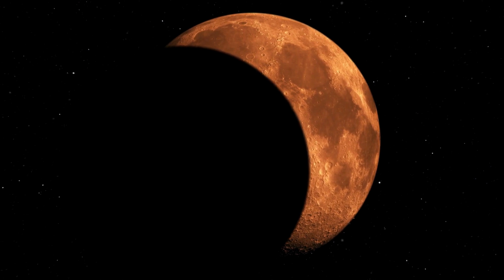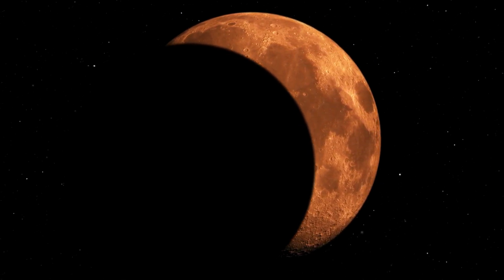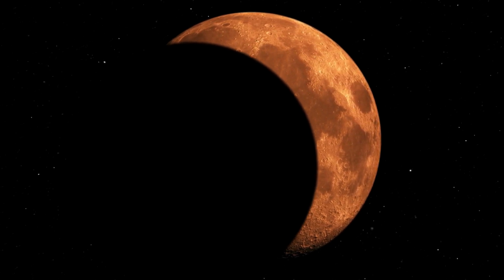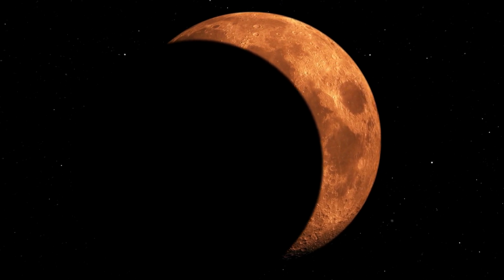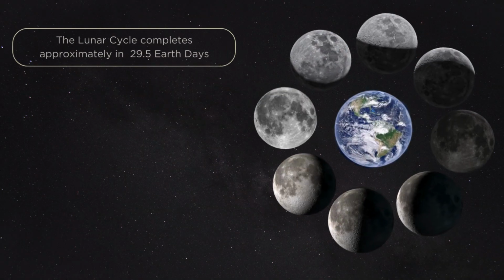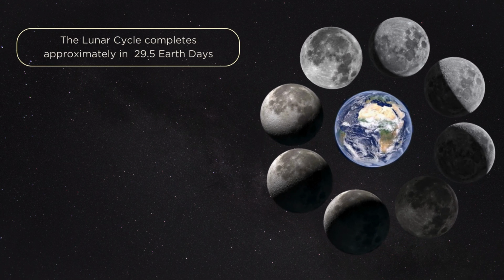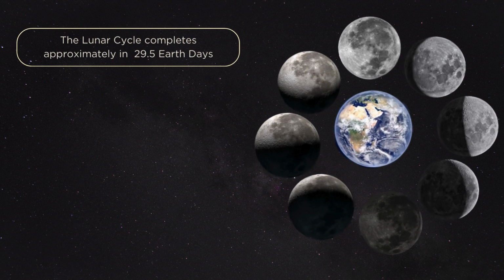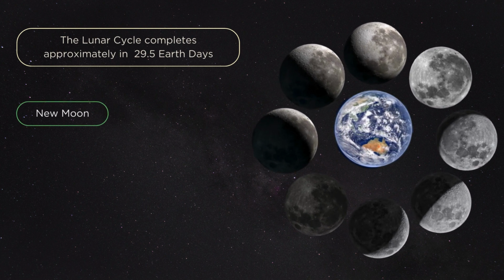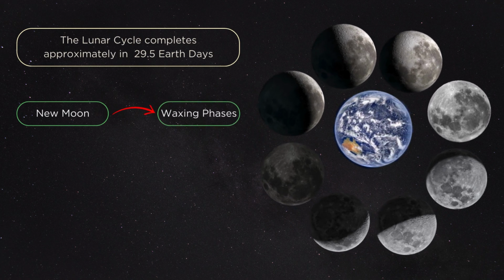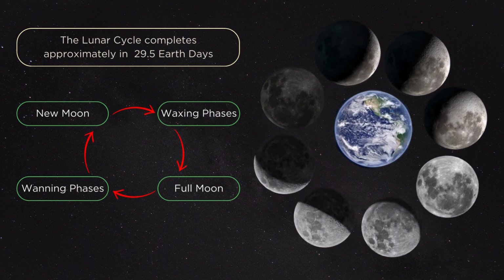Have you ever wondered why we see different shapes of the moon each night? As our lunar companion orbits the Earth, varying amounts of sunlight reflect off its surface, giving rise to the mesmerizing lunar phases we observe. The lunar cycle completes in approximately 29.5 Earth days. It's a recurring sequence of changes in the moon's appearance as seen from Earth, which begins with the new moon phase and progresses through waxing phases, full moon, and waning phases before returning to the new moon phase again.